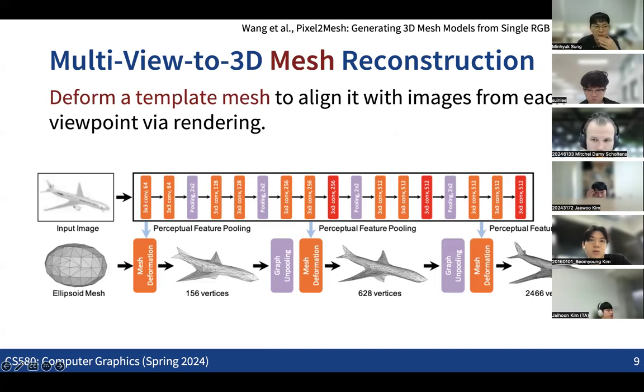Well, basically the system is not just learning for a single image. We are also training the neural net for multiple images and multiple objects.